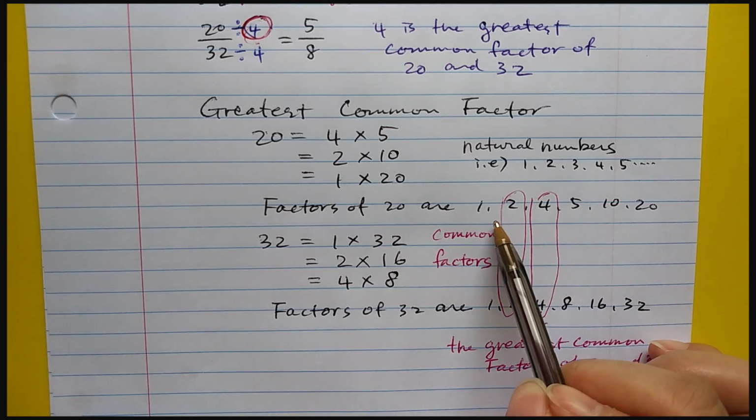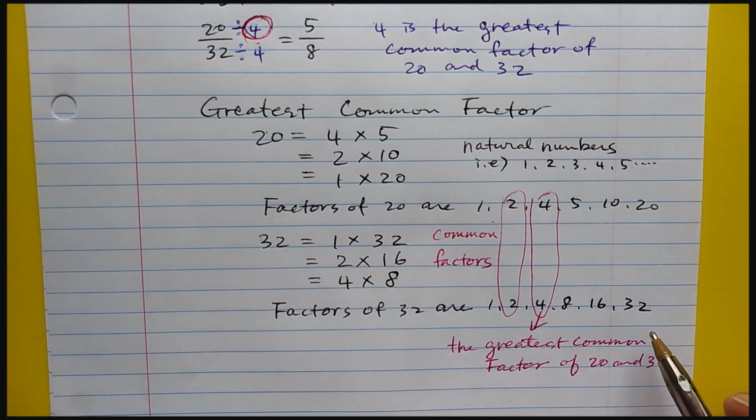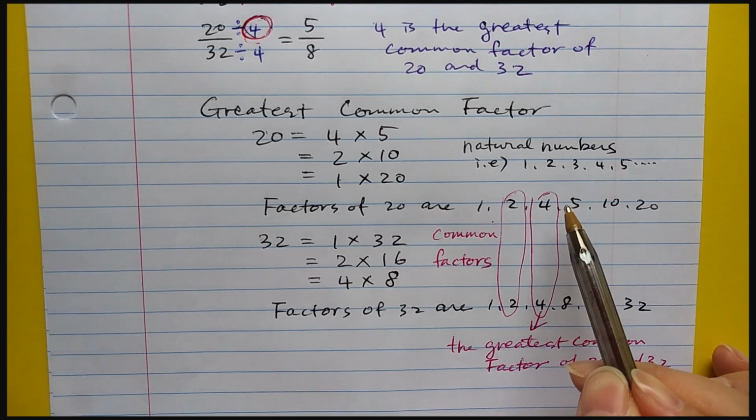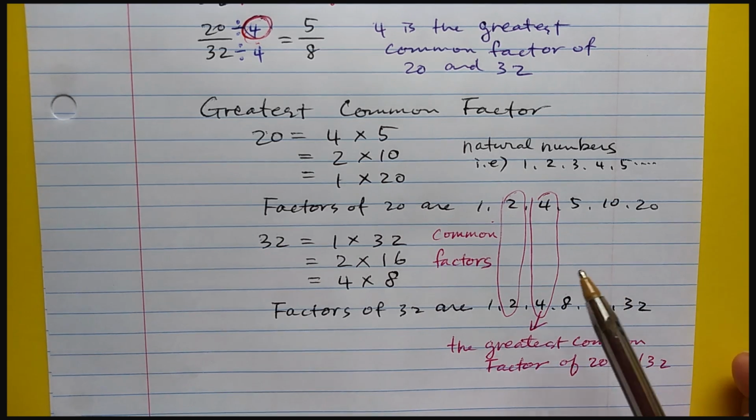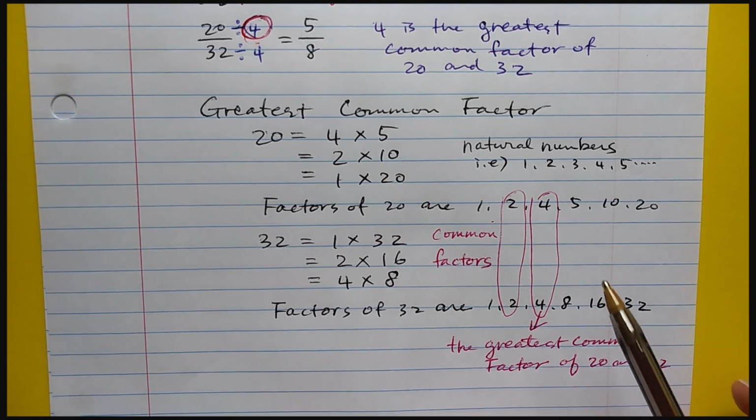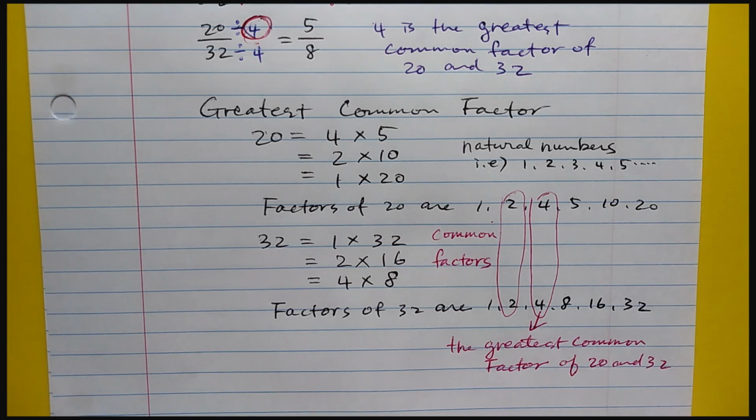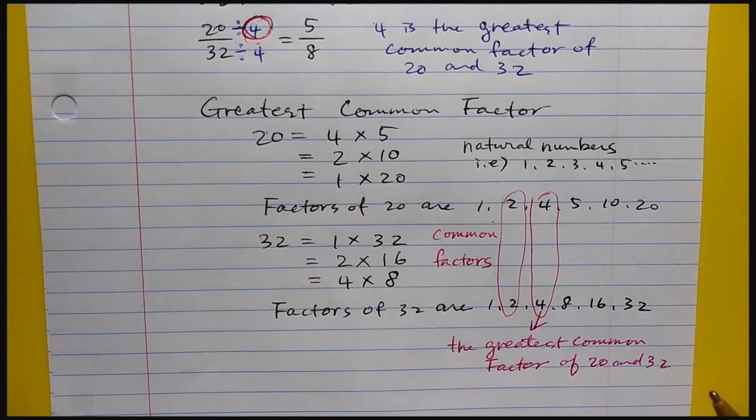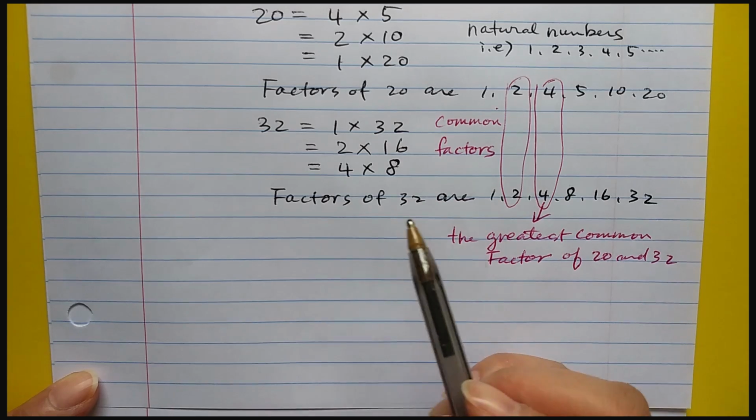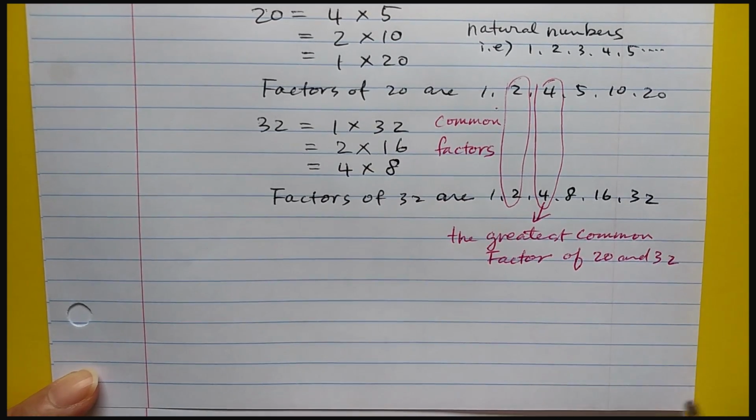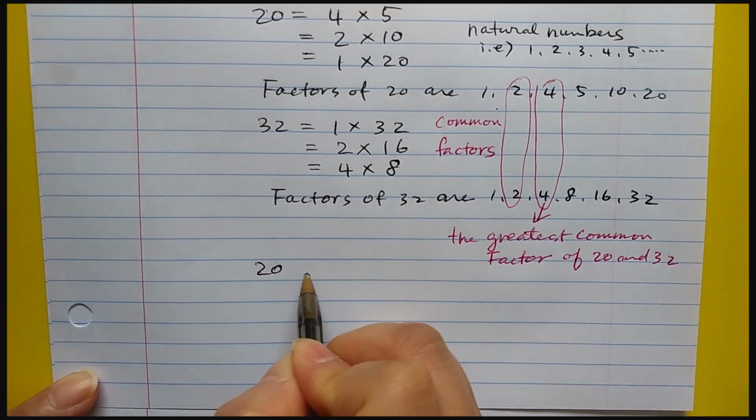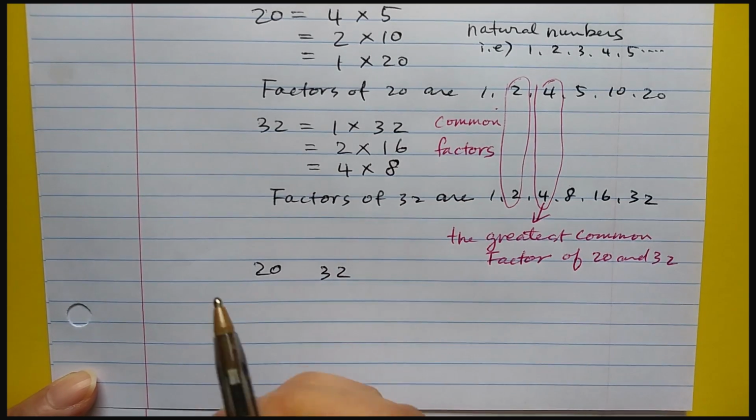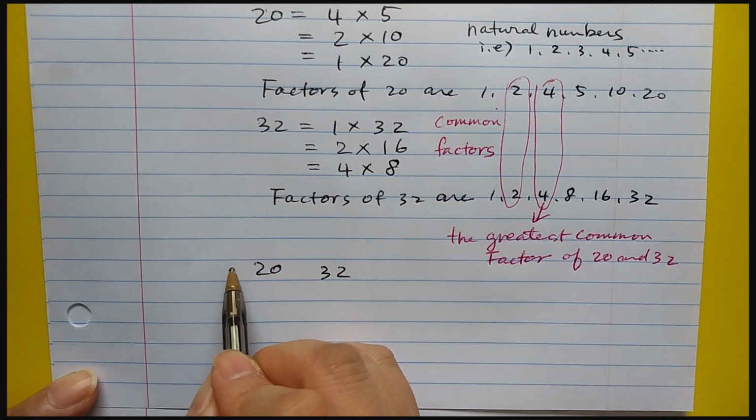Or you get the list of factors like this, and you get the largest common factor, and that is the greatest common factor. I don't recommend this way because if you have a big number like 96, you will have many factors and a long list, and it's going to take a really long time. Instead of getting the long list, there is a nifty way to get the greatest common factor.